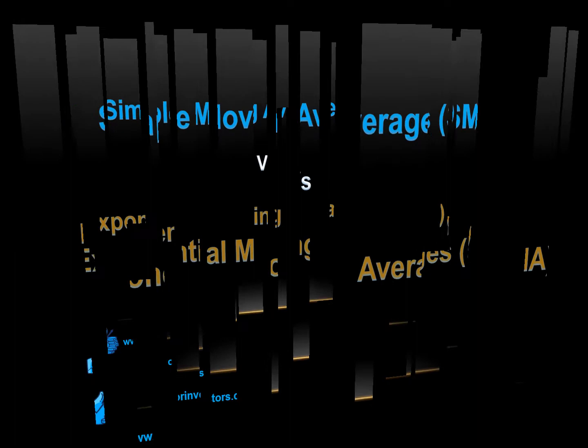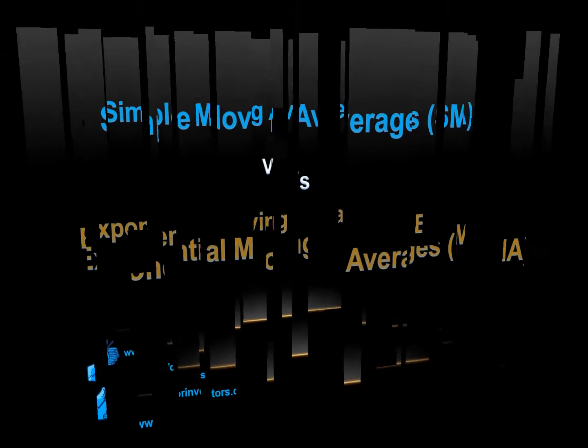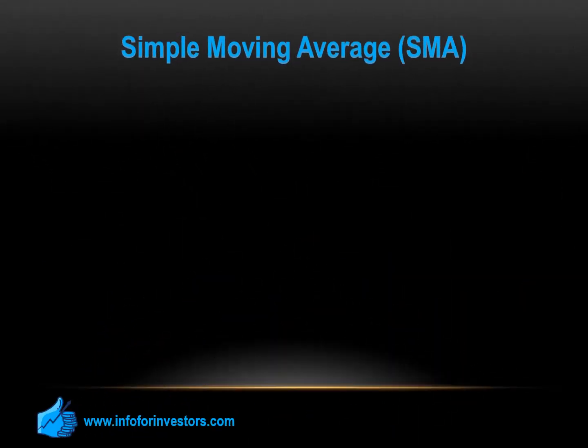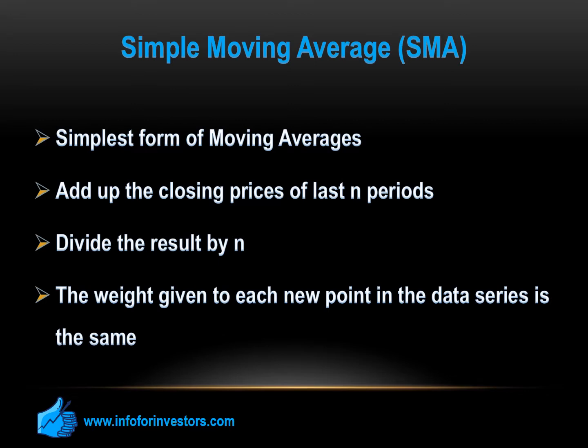Now, let's discuss the difference between simple moving averages and exponential moving averages. The simple moving average, SMA, is the simplest form of moving averages. You'll need to add up the closing prices of the last n periods, and you divide the result by n. It's not required to use the closing prices, but it's the most popular way of computing a simple moving average. Let's take the 20-day simple moving average, for example. Add up the closing prices from the past 20 days and divide the result by 20.